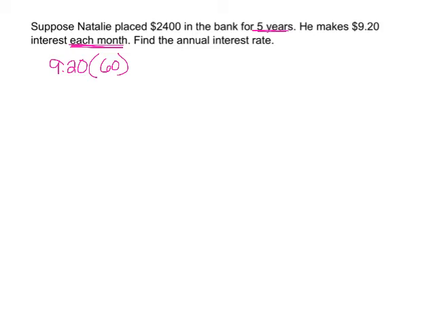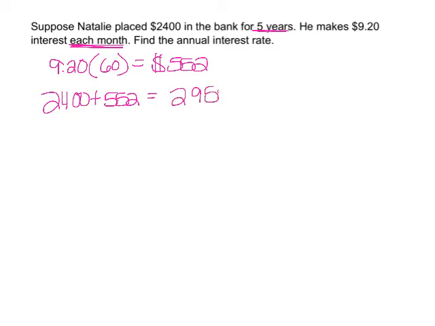Then I'm going to take $9.20, and I'm going to multiply that by 60. And I get that she made $552. So I'm going to add that to the original $2,400 because that's going to tell me the total amount that is in the bank.